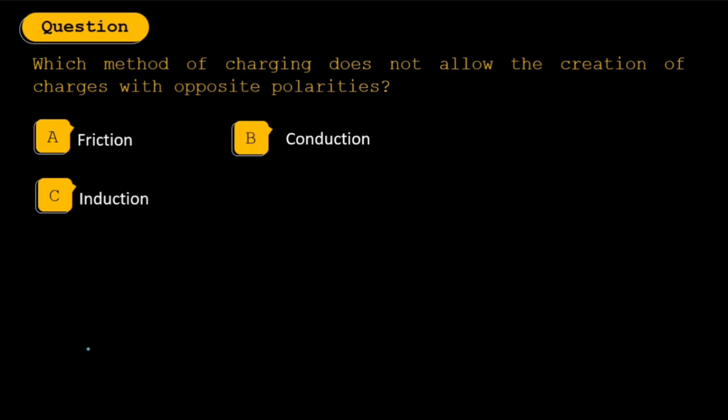In induction, we bring a charged conductor near a neutral body, and because of this, charge is induced in such a way that equal and opposite charges appear on the opposite sides. So here there is an opposite polarity, so it is not the correct answer. Similarly, friction is also not a correct answer because here also polarity is created. But in conduction, we induce charge by physically touching two metal surfaces, such that a small charge is gained by the metal surface from the other body which is already charged, by equal distribution. So just remember this particular thing as well.